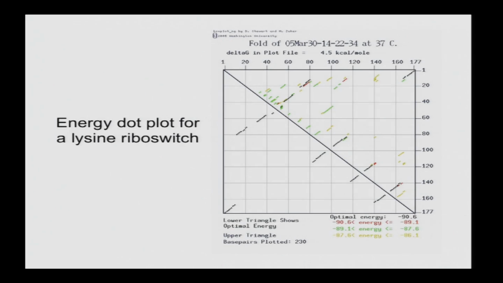Then I ran the lysine riboswitch through this program, and I got this. I got the minimum free energy structure down in the lower left, and then you see there's a lot of other colored dots. Those are from the suboptimal structures. So it looks like this thing has multiple structures, which, of course, it does.